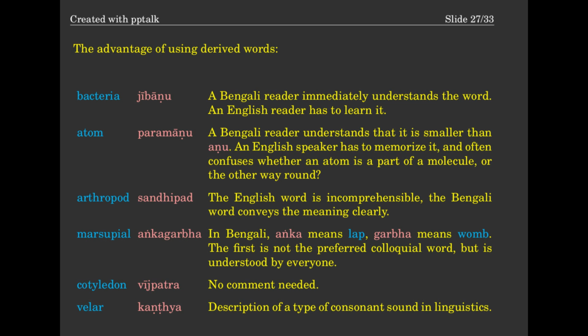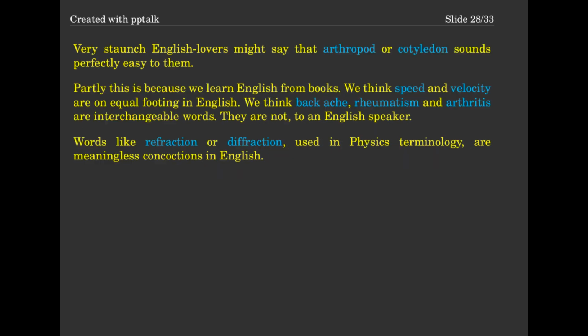Velar in linguistics, a description of a type of consonant sound. Looking at the English word, nobody understands the meaning. The Bengali word is kantho. Kantho means throat. Now, very staunch English lovers might say that arthropod or cotyledon sounds perfectly easy to them.